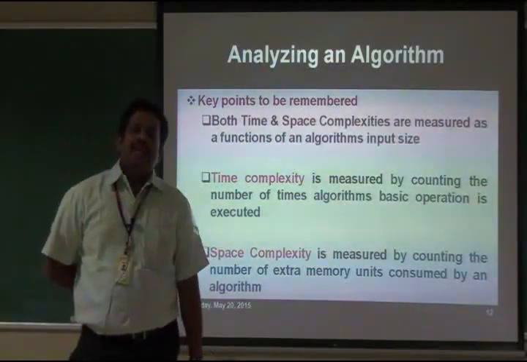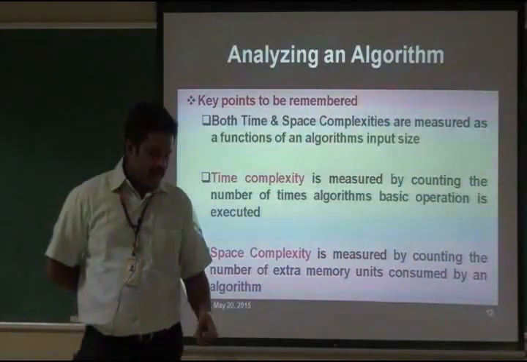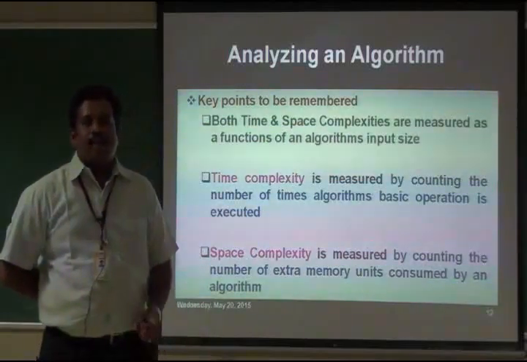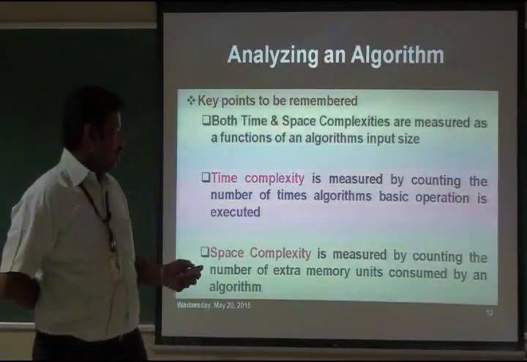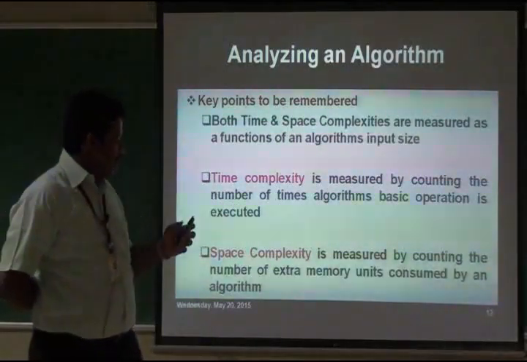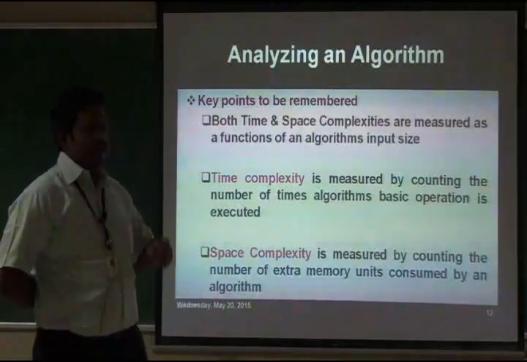So this issue was discovered by the scientists. That is the reason that for measuring the time complexity of an algorithm, all scientists have taken a common measure called the running count, the basic operation count. So time complexity is measured by counting the number of times the basic operation is executed.